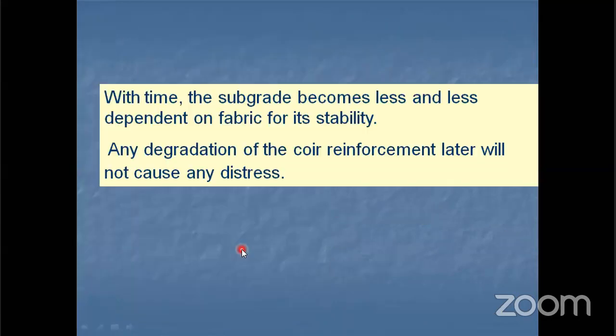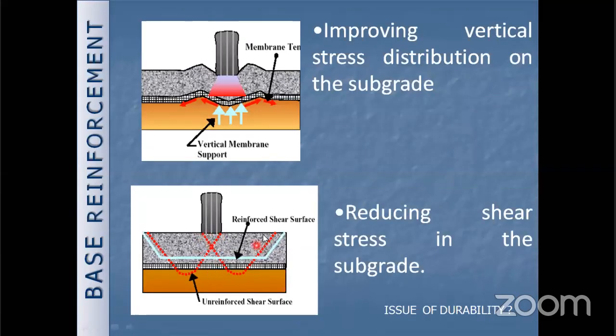Then here also we can see the pattern of change in the shear surface when geotextile is used. See, here the load is coming, and in the normal case we have the bearing capacity shear failure pattern here. So when a geotextile is used here, this shear pattern itself will change like this. It will be acting over the larger area, and shear stress on the subgrade will be much less. Now all these functions will be best performed in the case of coir geotextiles also. Now the major issue is that of the durability.